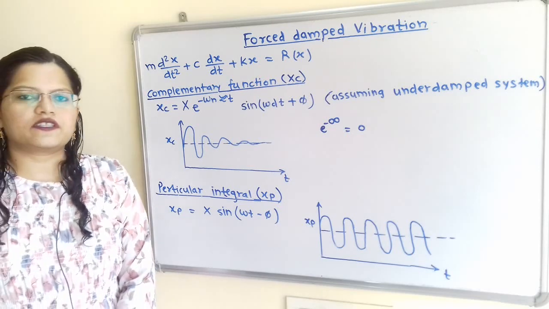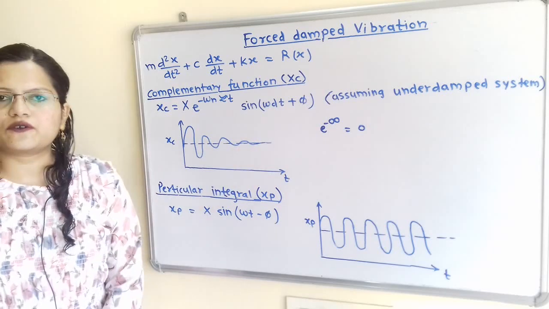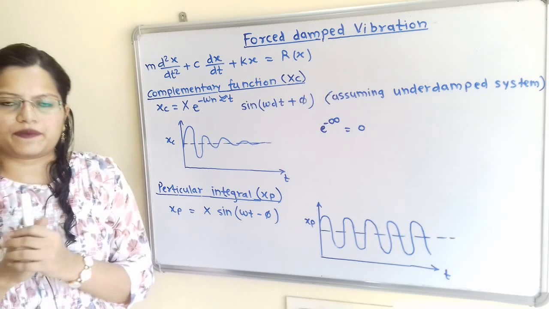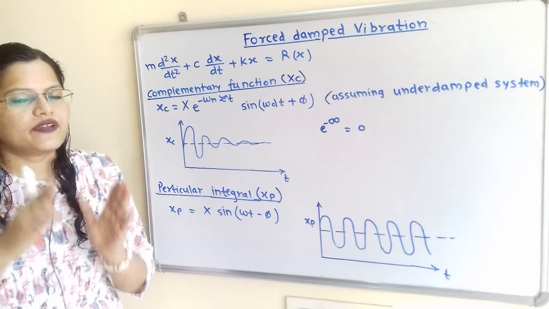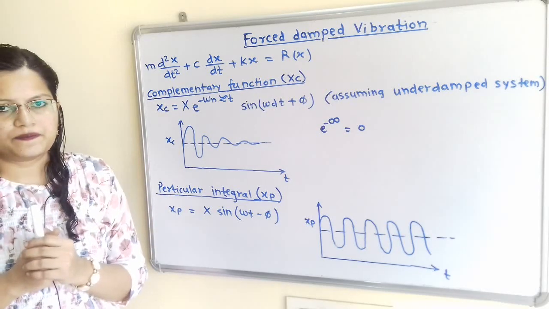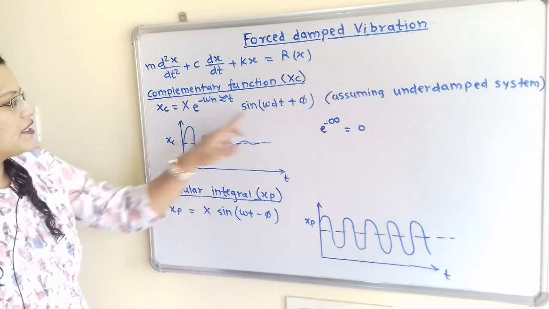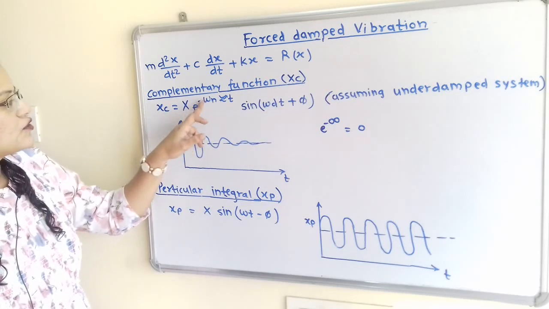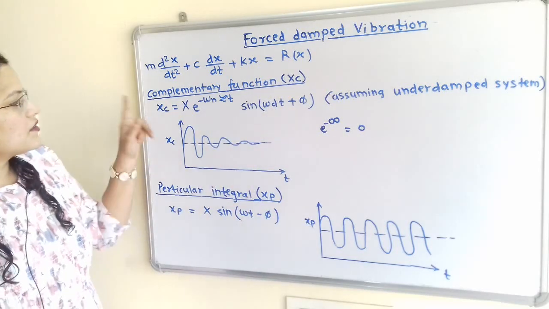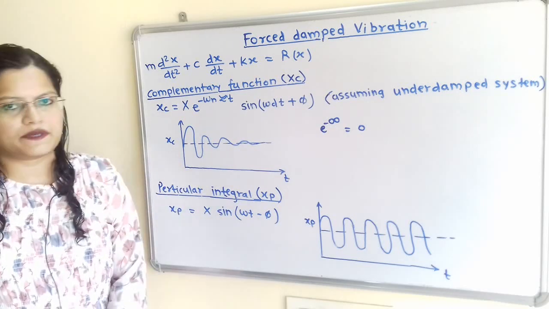Now when we observe its graph, the amplitude diminishes with respect to time. So this type of vibration is known as transient vibration. With time t, this complementary function is negligible. When we put t equal to infinity in this value, that is e raised to minus infinity, it is equal to 0. So this complementary function xc is negligible with respect to time t.